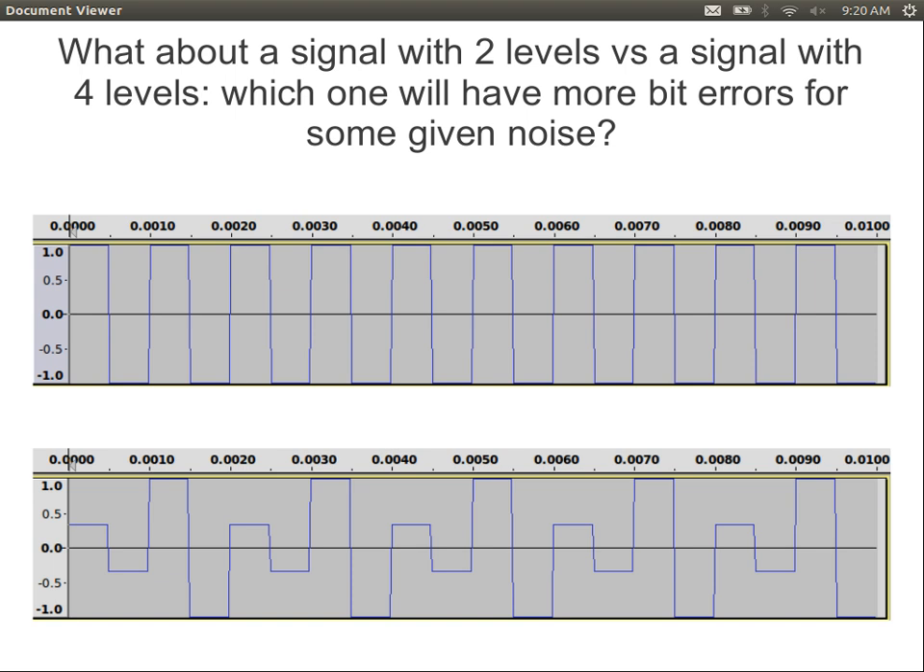So the shift, that's what the noise causes. The magnitude of the noise that will cause an error with this scheme, I'll write it up here, is if it's greater than one. If the noise is greater than one, then we'll get a bit error with this scheme.